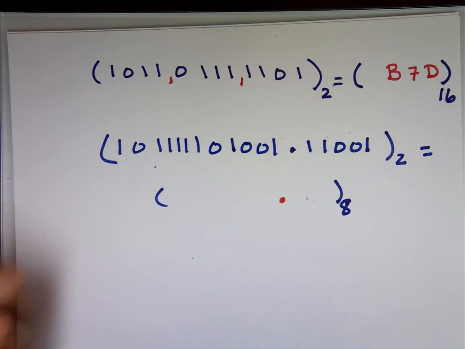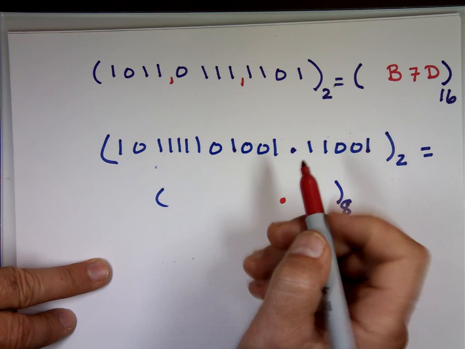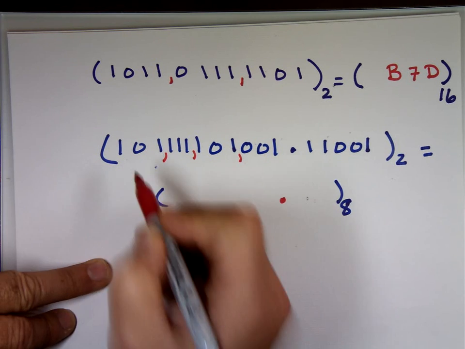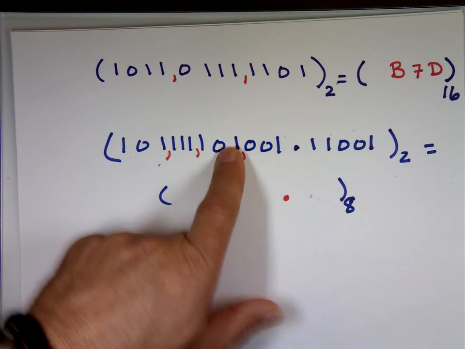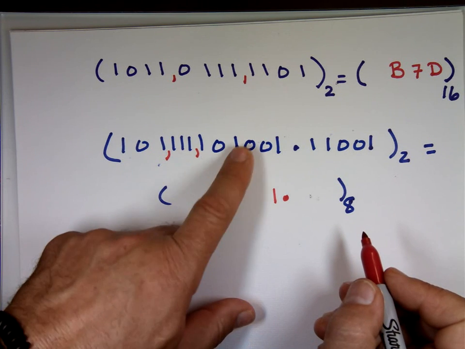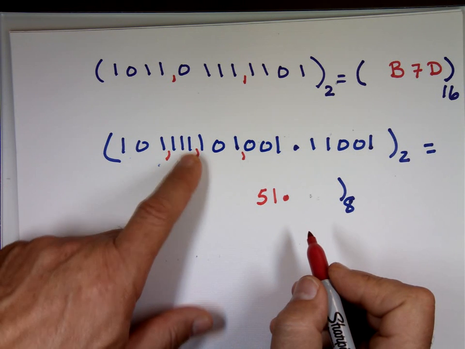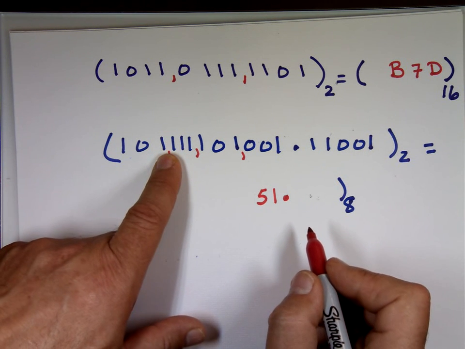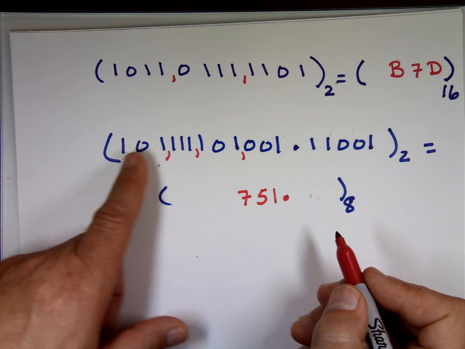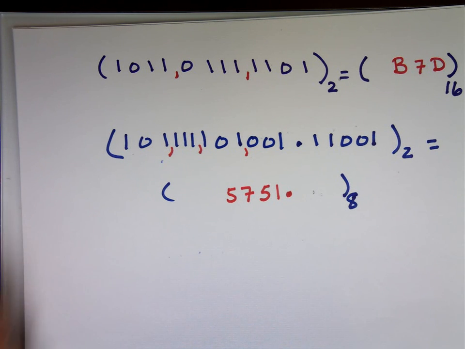1, 0, 0. Now, octal is how many digits? 3. So the first one, 1, 0, 0, is a 1. 1, 0, 1. That's 1 and 4, 5. 1, 2, and 4, 7. And the last one, 1, 0, 0, 4. 1 and 4, that's 5. That's to the left of the decimal point.